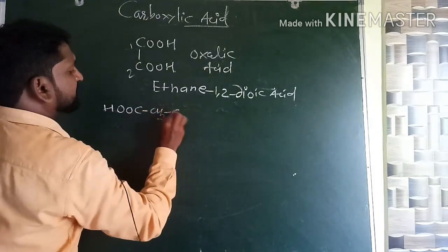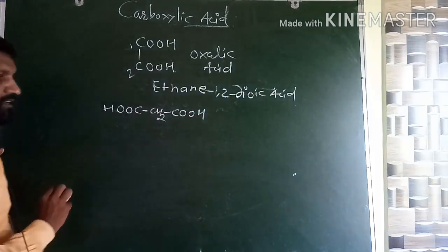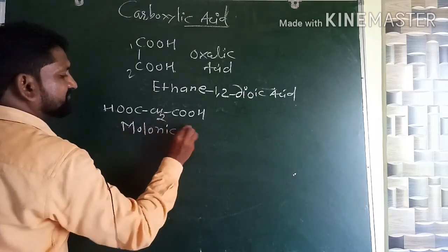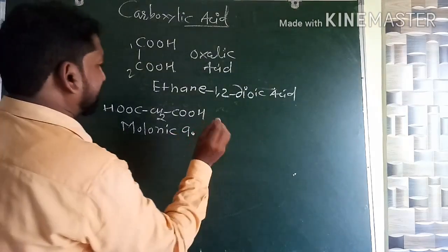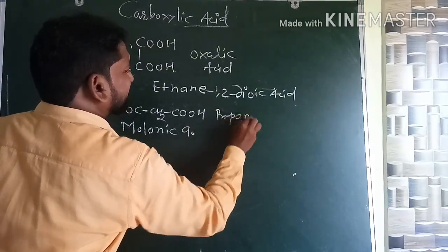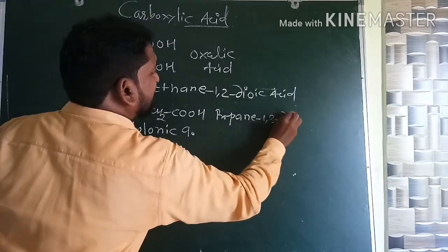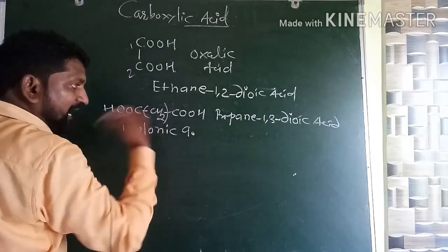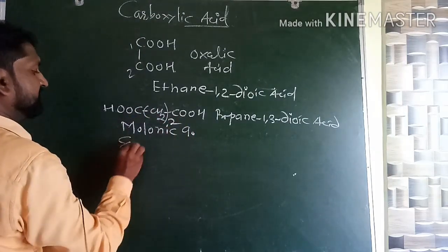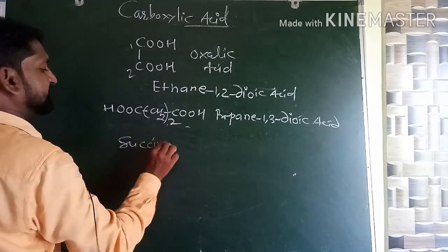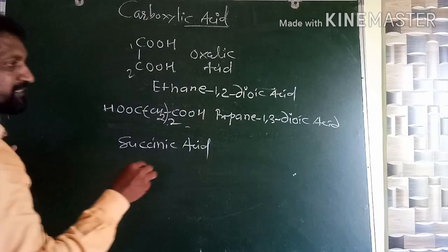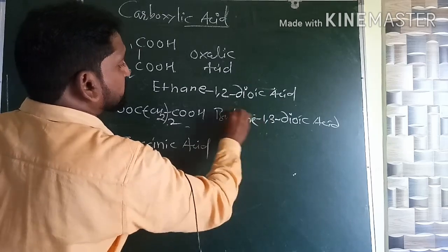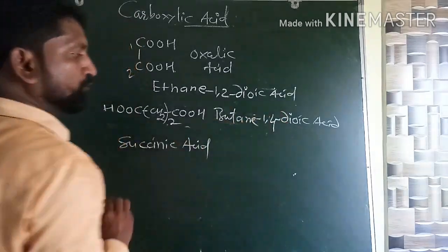Okay, what is this? Common name is malonic acid. IUPAC name similar to that: propane-1,3-dioic acid. Okay, if we add an extra CH2 group here, it will become succinic acid. IUPAC name: butane, position 1,4-dioic acid.